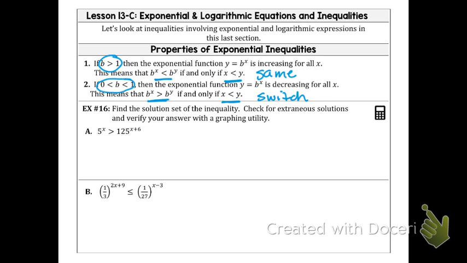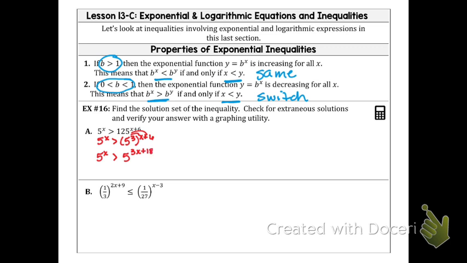All right, look at example 16. It says, find the solution set of the inequality, check for extraneous solutions, and verify your answer with a graphing utility. So we have 5 to the x is greater than 125 raised to the x plus 6. Just like with an equal sign, we can get like bases. So 5 to the x is greater than 125, which is 5 to the third, to the x plus 6. And so we get 5 to the x is greater than 5 to the, remember you multiply, so distribute, 3x plus 18.